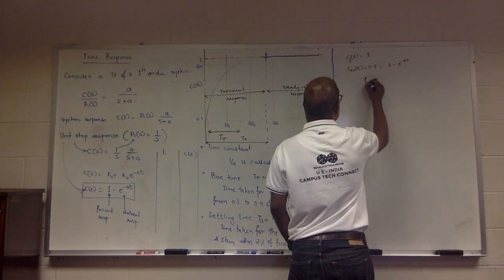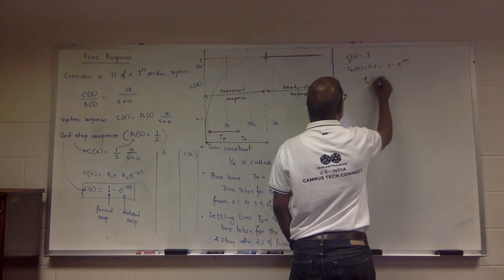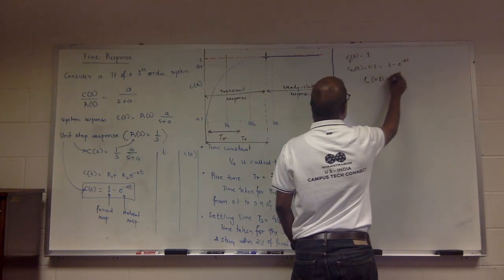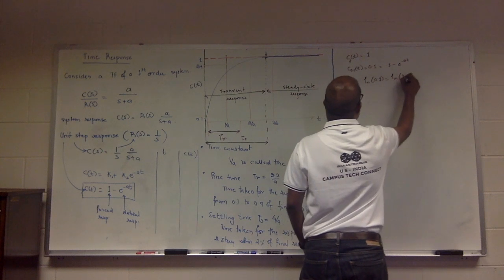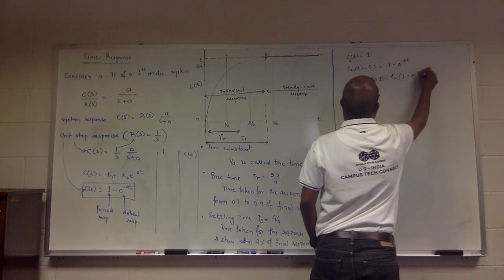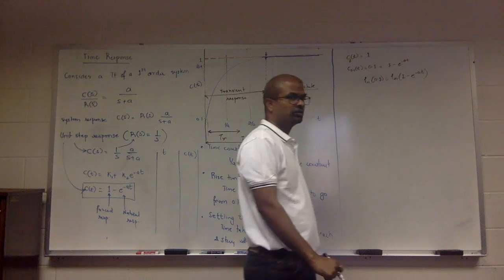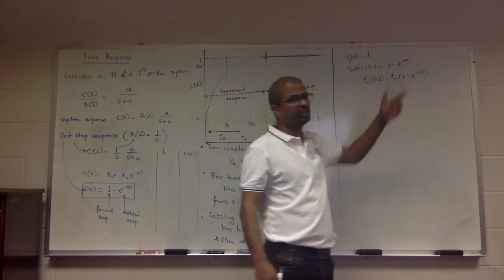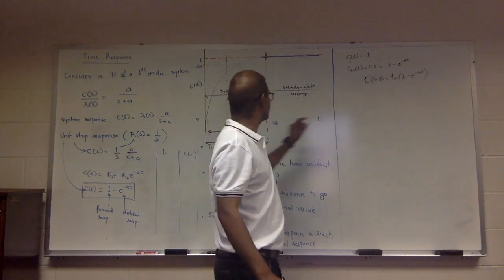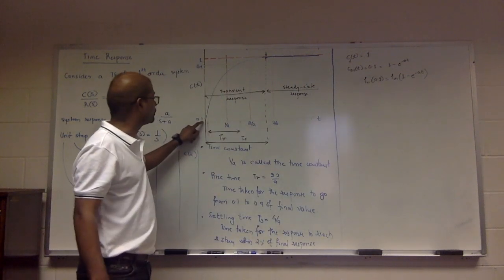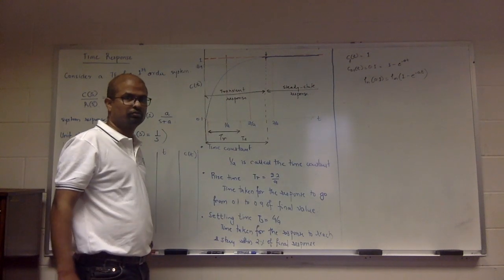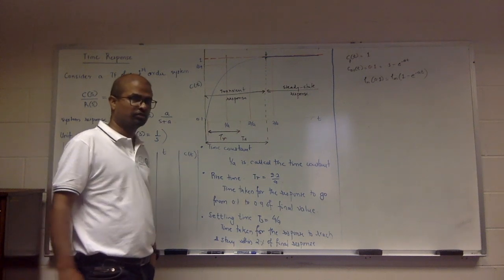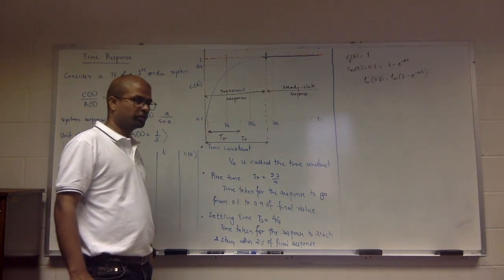0.1 equal to ln of 1 minus e to the power of minus at. You need to solve for this t. And what is that t? That t is the time taken for the system to go from 0 to 0.1 of the final response. You got it?